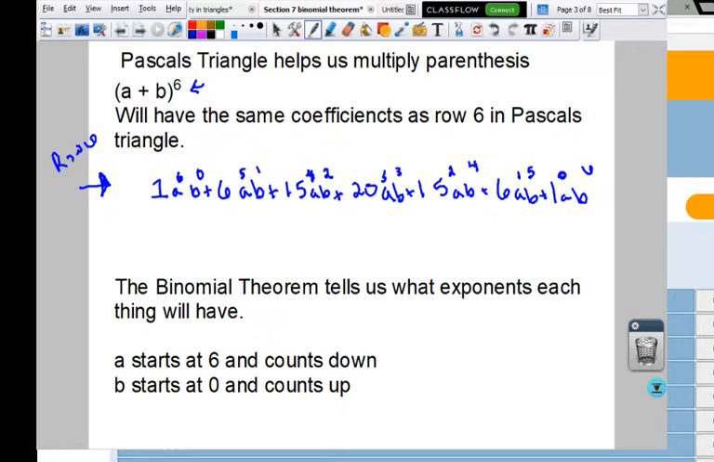So we're actually going to go through and do some more of these. This is all we're doing today, practicing Pascal's triangle. I'm not going to change it yet.